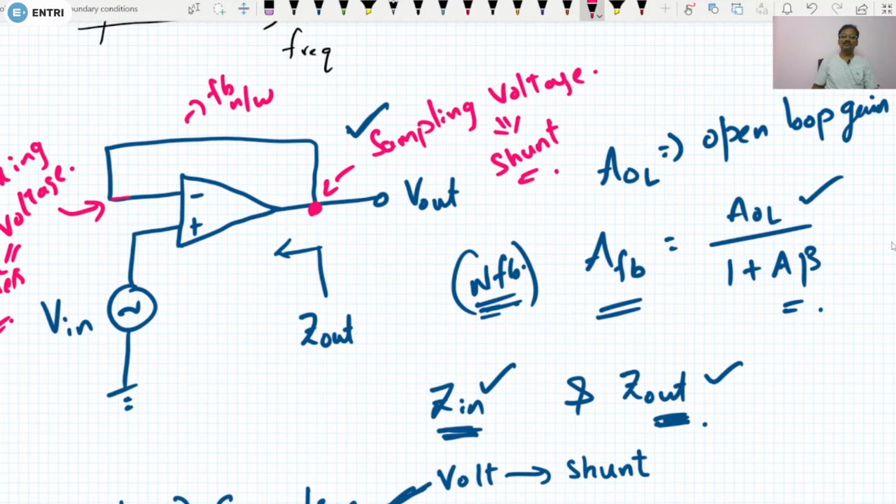Understood? So generally we can call this a series shunt connection. At the input it is series, at the output it is shunt. So at the output we are sampling the voltage, and at the input also we are mixing the voltage. So this is a series shunt connection.